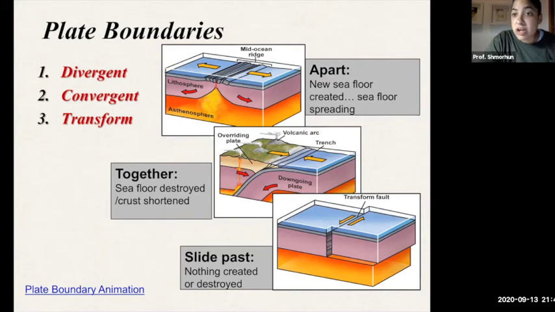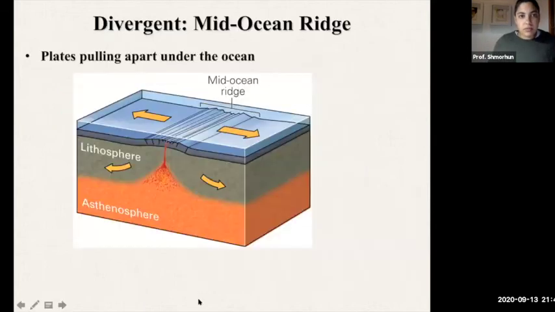And then we have transform boundaries, which you can have oceanic transform, you can have oceanic-continental transform, and you can have continental-continental transform, which just means that those different types of plates are sliding past one another. With mid-oceanic ridge, which is a form of divergence, you have two oceanic plates that are pulling apart. So this is just like the seafloor spreading that I talked about with Harry Hess and Robert Dietz.